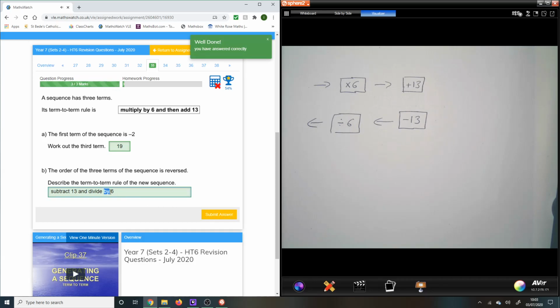Just to prove a point, if you forget to write the "by", for example, so you just write subtract 13 and divide 6, which if I was marking on a test, I would mark correct for you, but on MathsWatch, it would mark that as wrong. Okay, so you just got to be careful what you write.